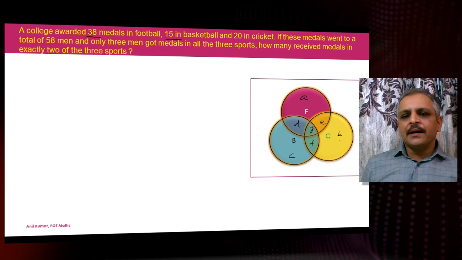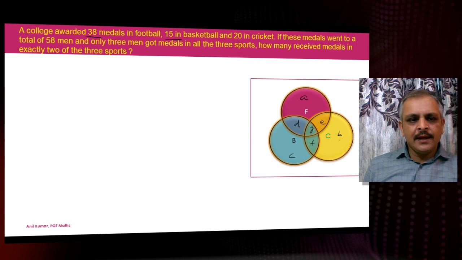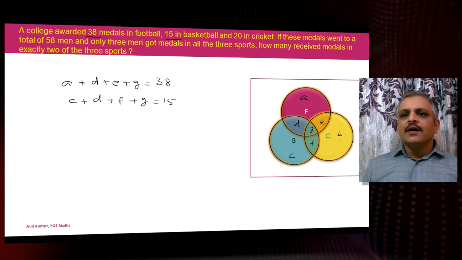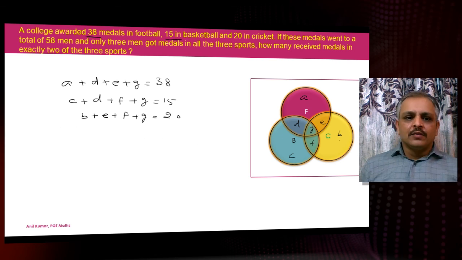The college awarded 38 medals in football. So let's see, the set F comprises how many disjoint sets? A plus D plus E plus G, and this is 38. 15 in basketball. If I see this set B, it will be C plus D plus F plus G. So this is 15. 20 in cricket means this set cricket. This is B plus E plus F plus G. So this is 20.